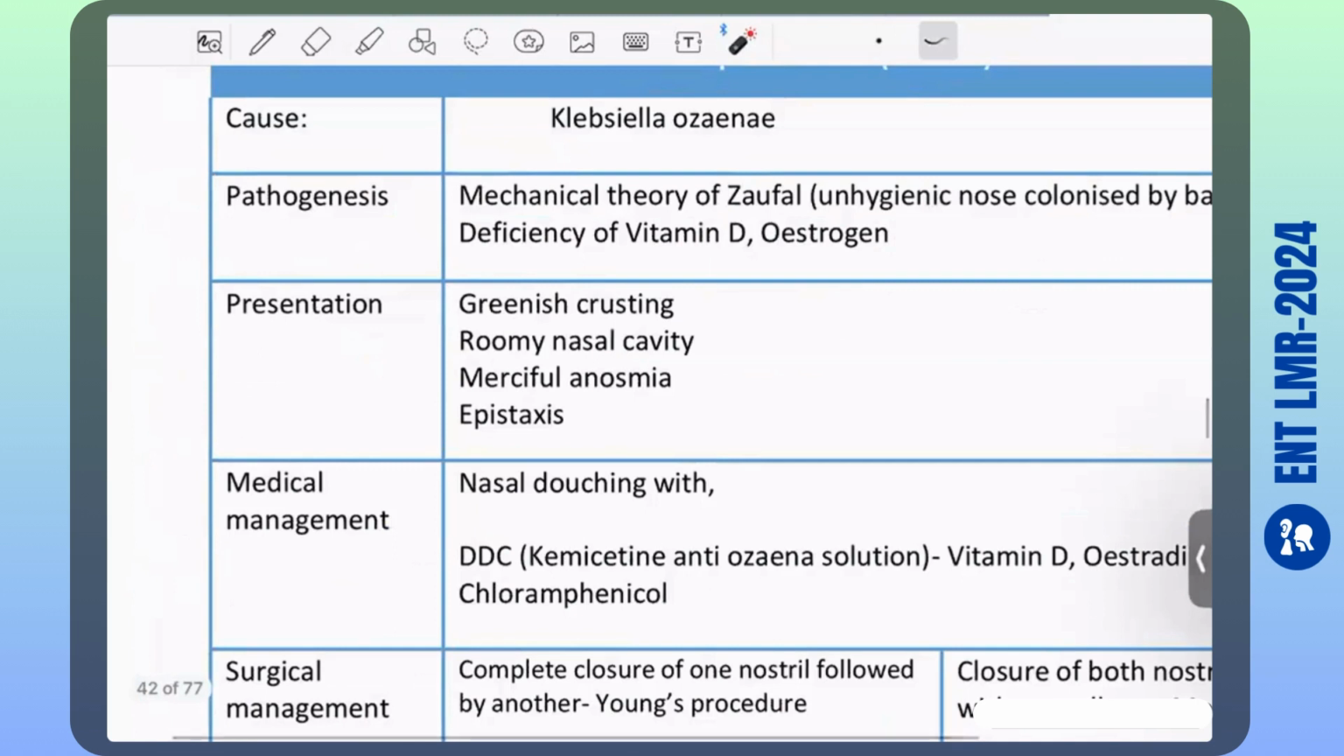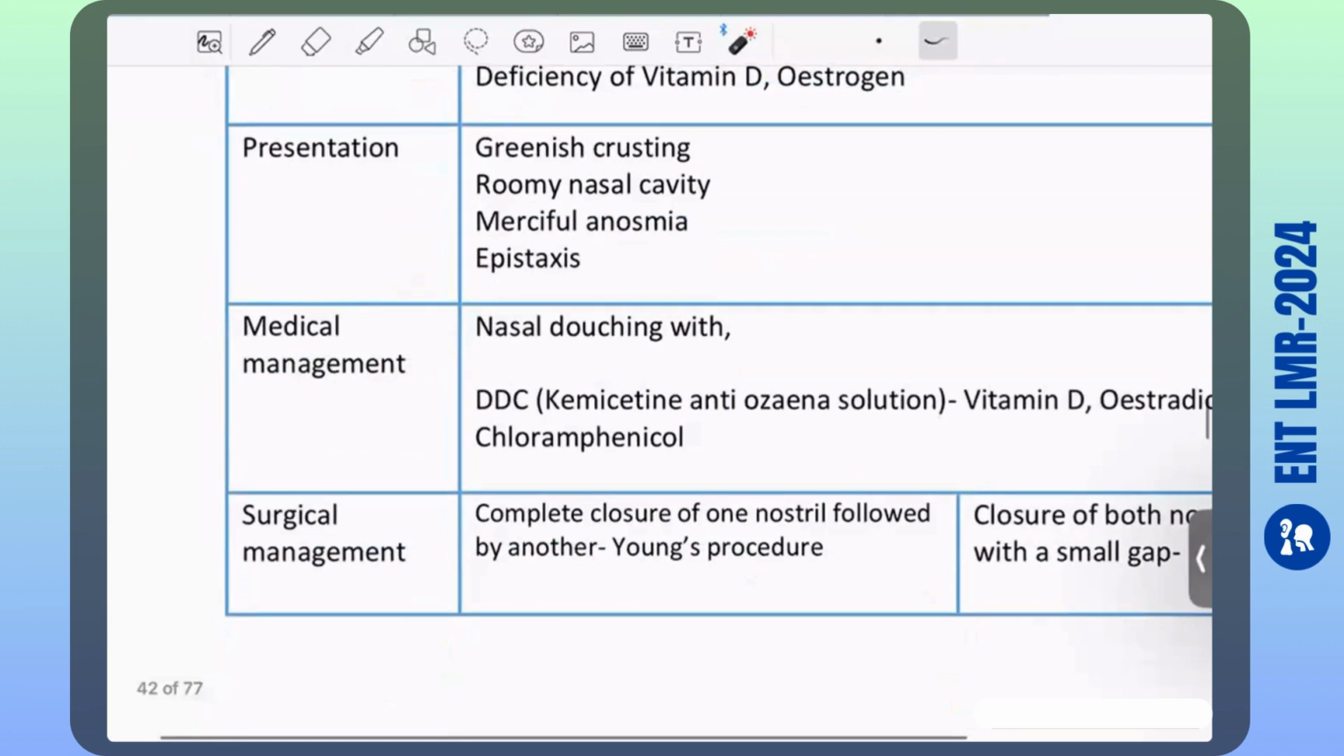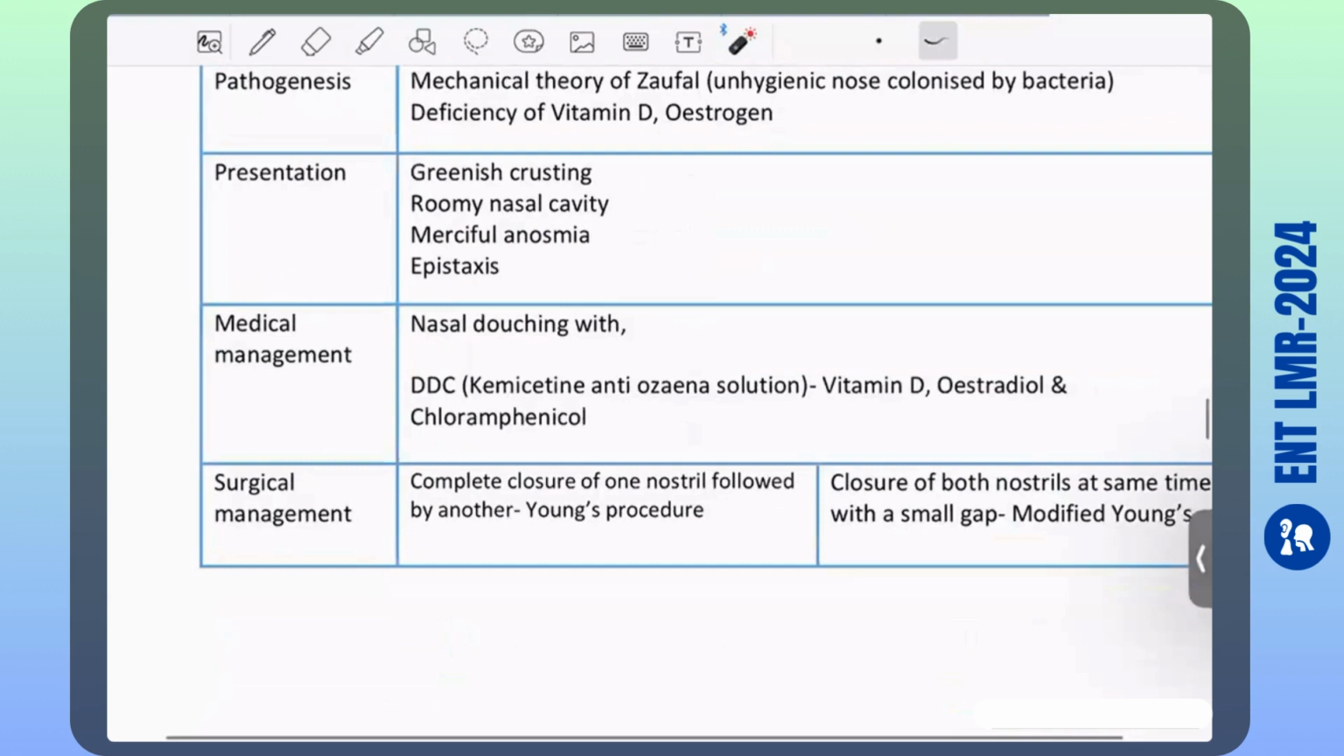Presentation is very important. There will be atrophy of the turbinates. Due to atrophy, there will be a roomy nasal cavity, okay, and there will be greenish crusting, and there will be merciful anosmia. Okay, the patient will have too much foul-smelling greenish discharge, but due to anosmia cannot feel the bad smell. That is merciful anosmia. We should give nasal douching to remove all the crusting from the nose with either alkaline solution or anti-ozena solution with vitamin D, estradiol, and chloramphenicol. Or else you do surgery.